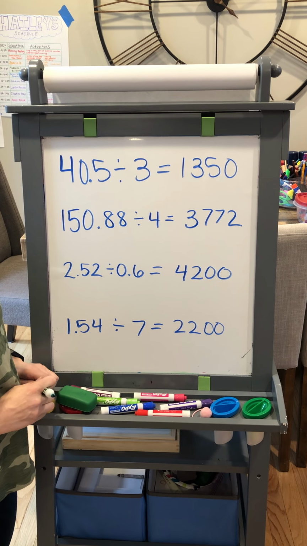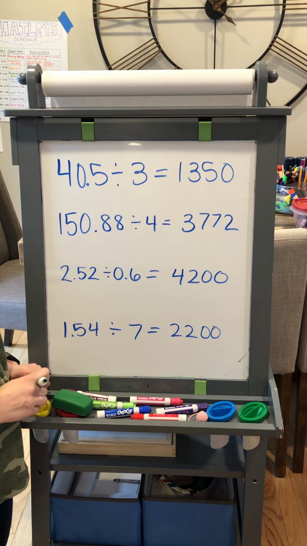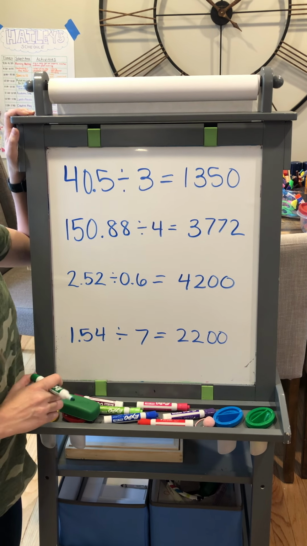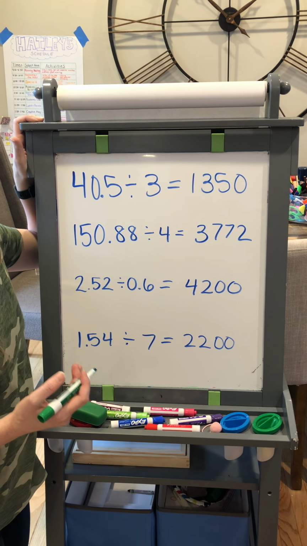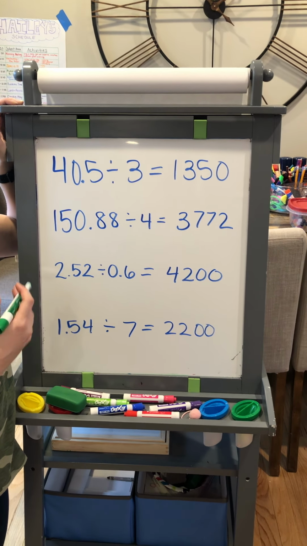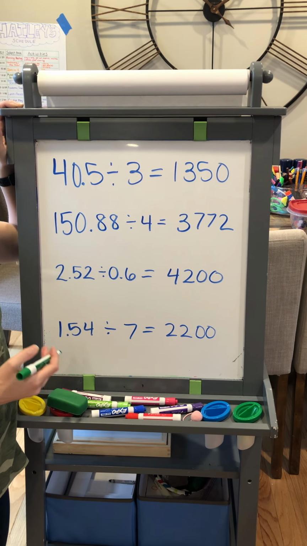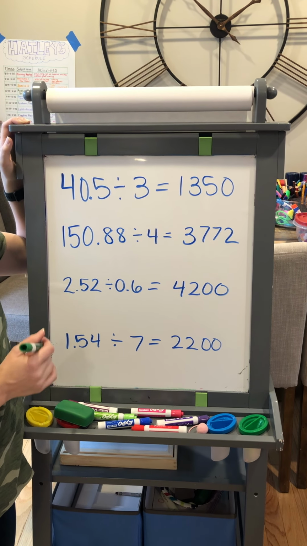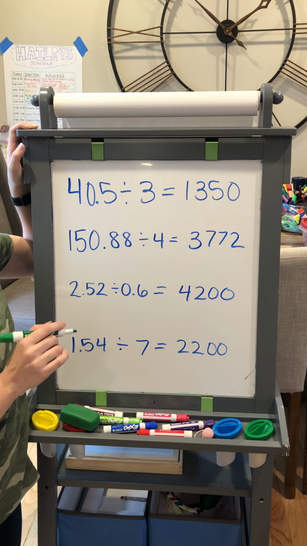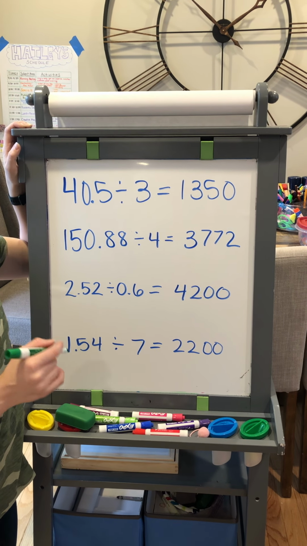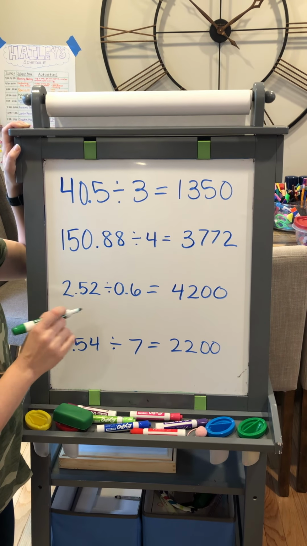All right, fifth graders, let's take a look at estimating quotients. So we know with division, when we divide, our numbers generally get smaller. So we're going to keep that in mind as we make our estimates for these different problems. And we also have to keep in mind what happens when we divide by a number less than 1, because it does change things up a little bit.